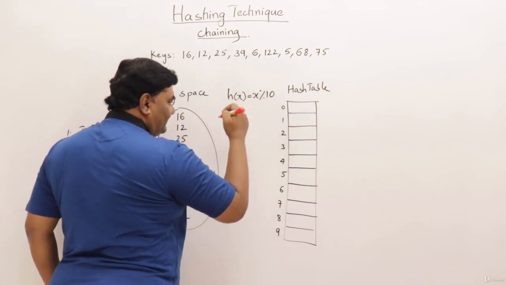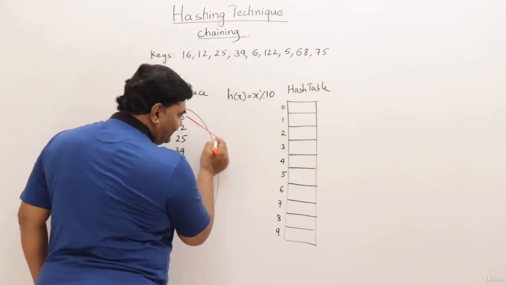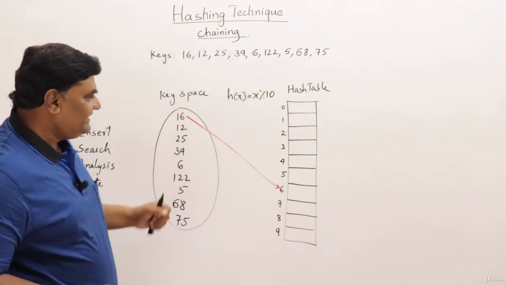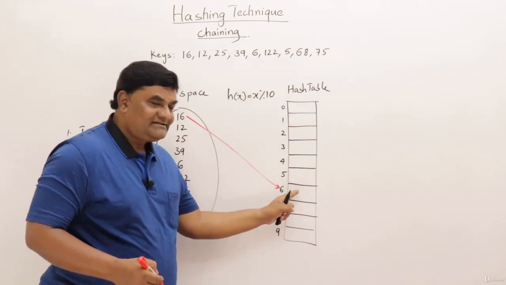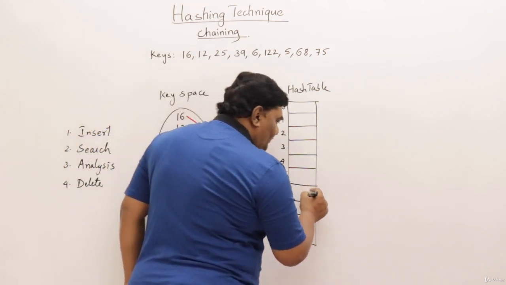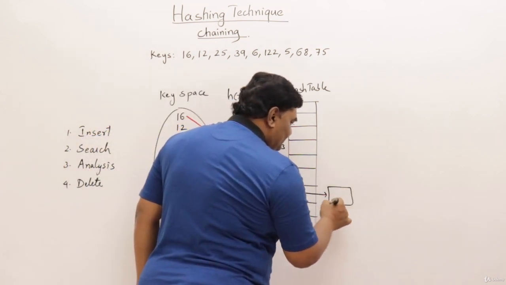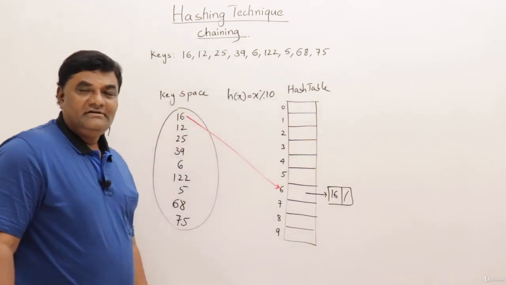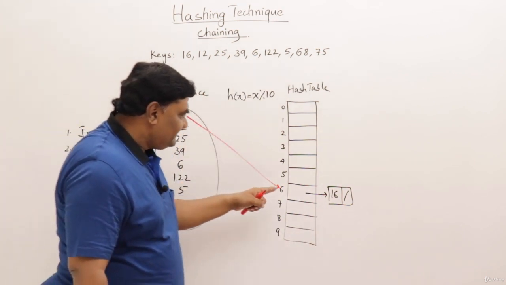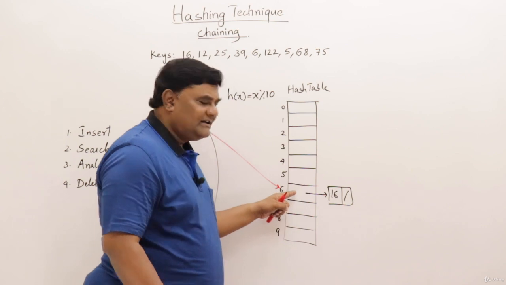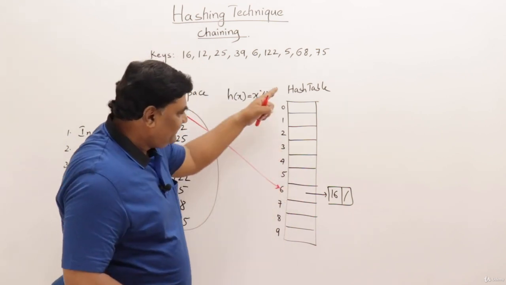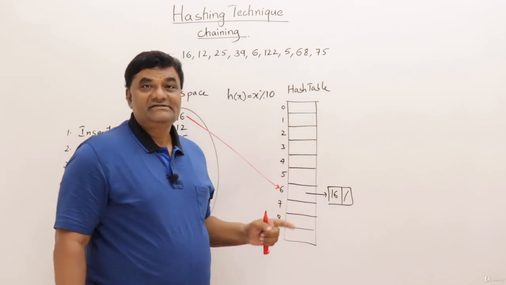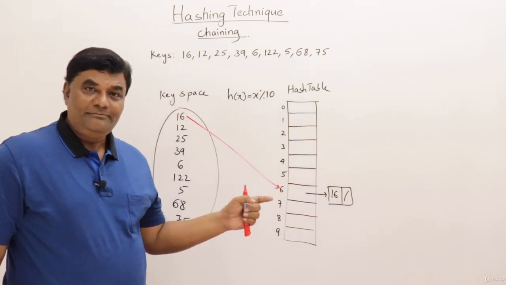16 mod 10 is 6, so it is inserted at this place. Now as this is chaining, it is not directly inserted at this place, but a node is created, that is a linked list, and there the value is inserted. So this is a head pointer to a linked list. This is an array of pointers to linked lists. Yes, it is implemented using an array of pointers.